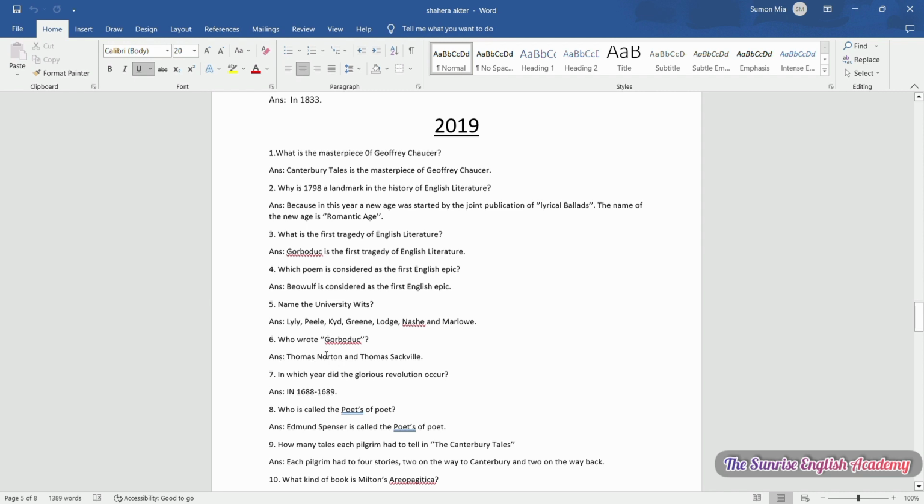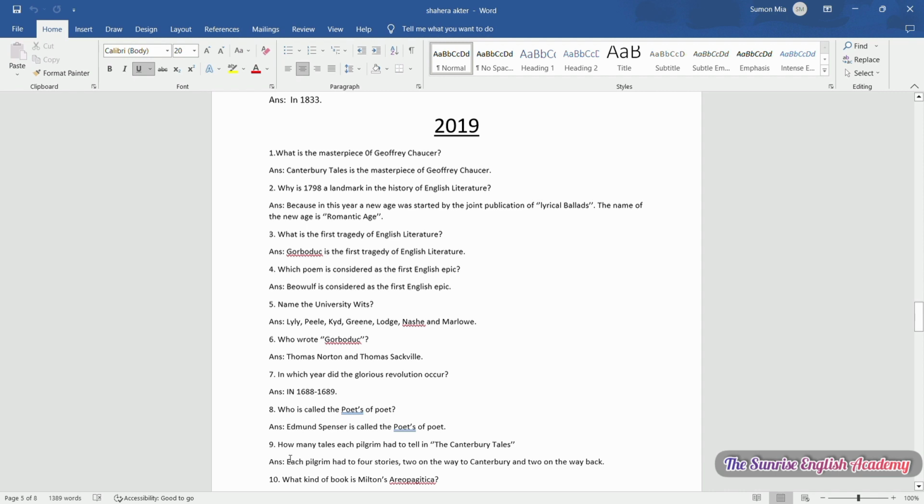6. Who wrote Gorboduc? Answer. Thomas Norton and Thomas Sackville. 7. In which year did the Glorious Revolution occur? In 1688, 1689. 8. Who is called the poet of poets? Answer. Edmund Spenser is called the poet of poets.